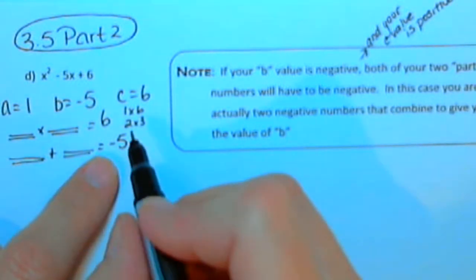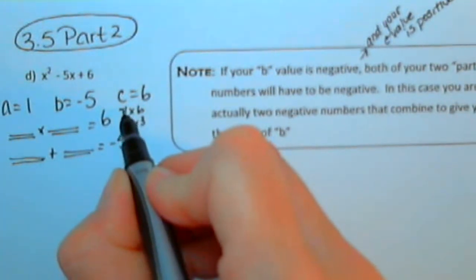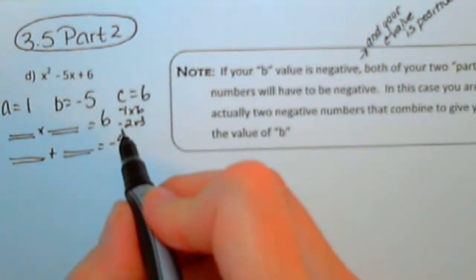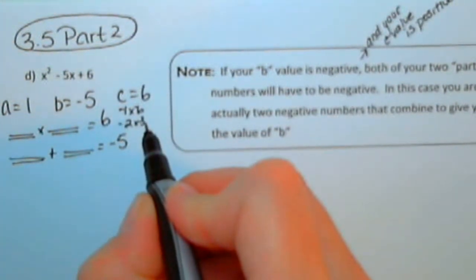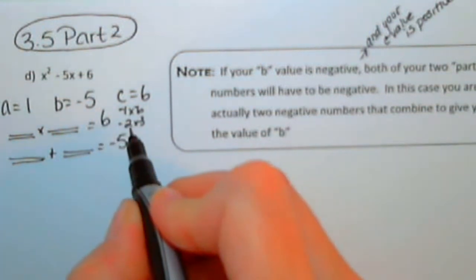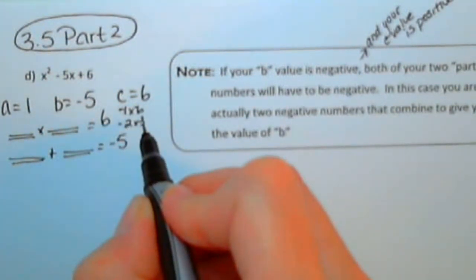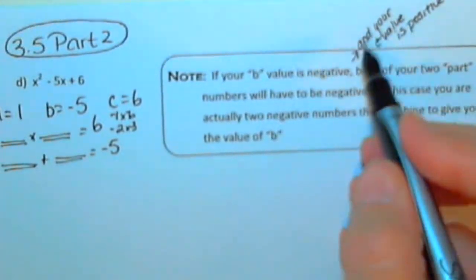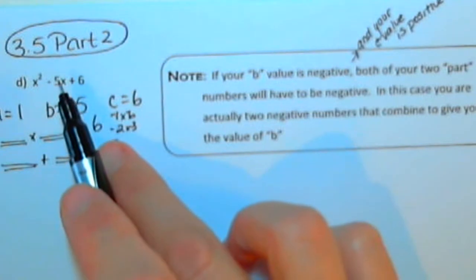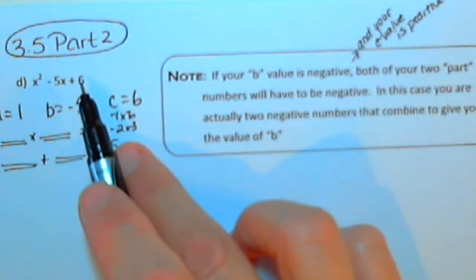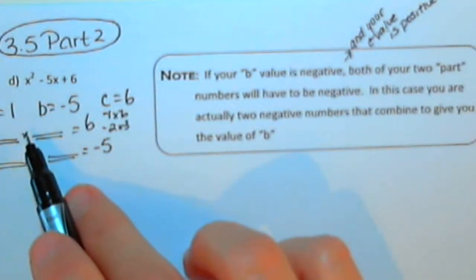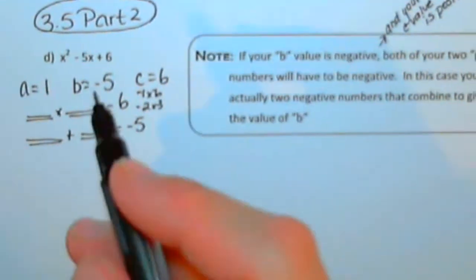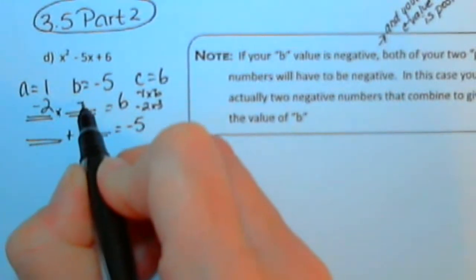Now those multiply to be 6, but if I want them to add to be -5, you have to give this some thought. And what you're going to come up with is if both of these were negative to begin with, it would work because -2 times -3 is a +6, but -2 plus -3 is -5. So what my rule says here on the side, and yours is typed in properly, if your value of B is negative and your C is positive, then both of your two what I call part numbers will also have to be negative. So our part numbers are -2 and -3.